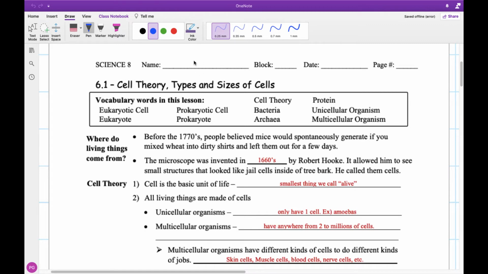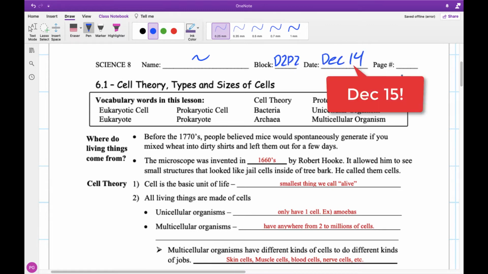Before we dive in though, make sure you put your name up at the top here, your block right here. So for you it would be day 2, period 2. The date today would be December 14th, and this is going to be page number 1 of our new unit.